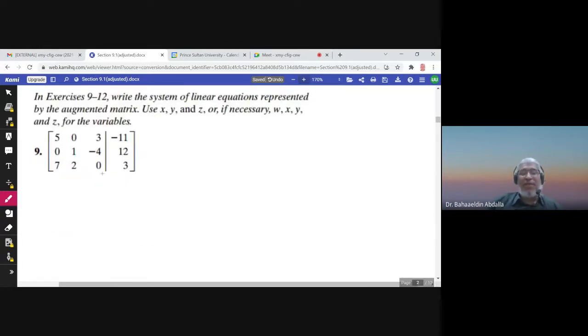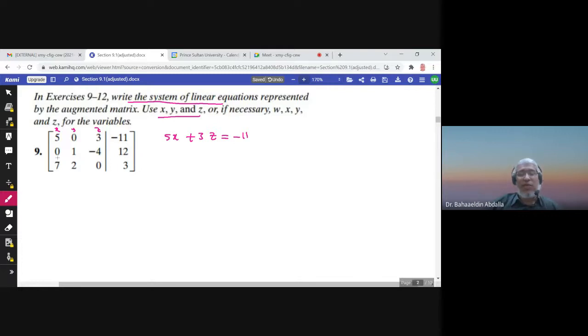Here the augmented matrix is given, and we need to write the system of linear equations represented by this augmented matrix. And it says use x, y, z if you have 3 columns, or w, x, y, z if you have 4 columns, 4 variables. So can I write the first equation? If this is x, this is y, this is z, what would be the first equation? Yes, 5x plus 0 times y, no need to write it, plus 3z equals negative 11.